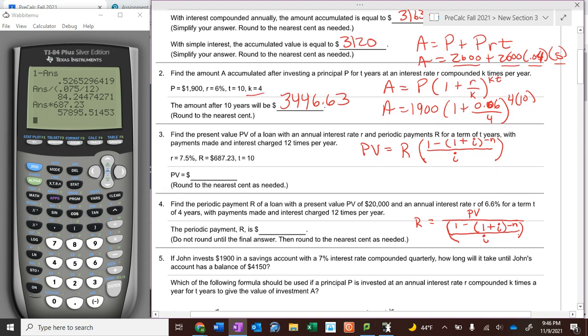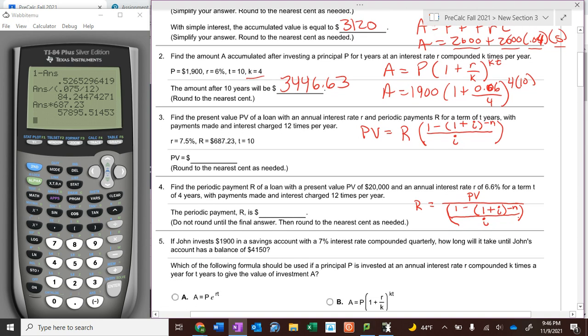Now some new stuff that I really haven't worked with much before is present value of a loan. What's the present value? How much is that loan if you're paying $687.23 per month for 10 years at 7.5% interest, and interest is charged 12 times per year?